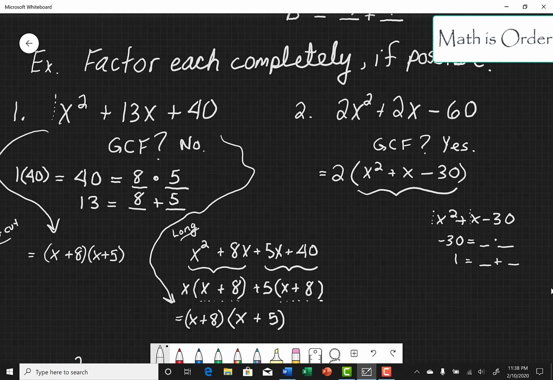Right, we can see that 15 and negative 2 gives negative 30. But 15 and negative 2 won't add up to 1, you see. 10 and negative 3 give negative 30. But again, that will not add up to 1. The only two numbers that will work are 6 and negative 5. All right, 6 times negative 5, negative 30. 6 plus negative 5 is positive 1.